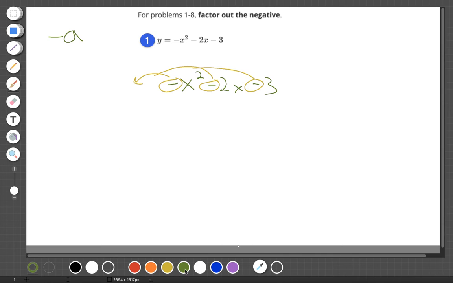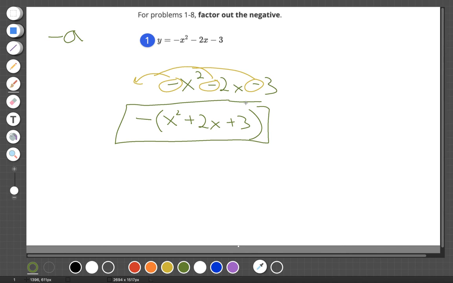So what does that look like? It's very simple. We pull out the negative. Well, the negative goes on the outside of the parentheses, and everything left goes inside. So we have x squared. We took out the negative, so we still have plus 2x. We still have plus 3. Okay? That's how you factor out the negative. And this is the answer I'm looking for right here.